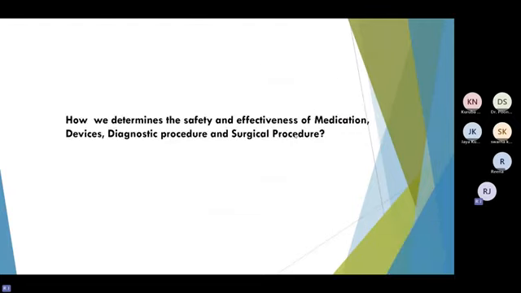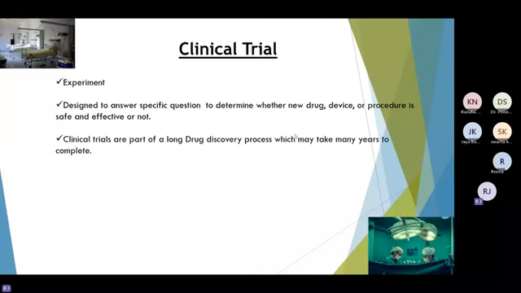So then I said, what is the purpose of treatment research? It is nothing but to determine the safety and effectiveness of a medication, device, diagnostic procedure, and surgical procedure. Okay. So how do we do this? We run experiments to determine the safety and efficacy of a treatment. Those experiments are called clinical trials. So in a clinical trial, we try to answer a specific question to determine the safety and efficacy of a particular treatment. A treatment can be any drug, any medical device, or any procedure, meaning any surgical thing.